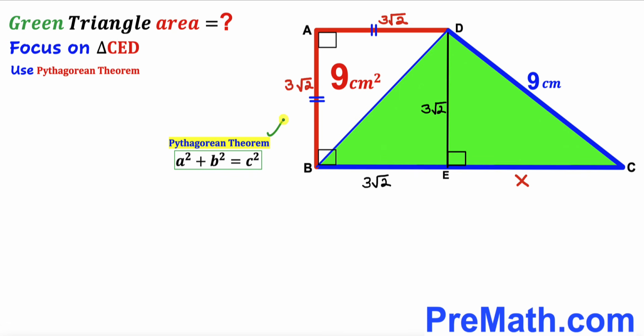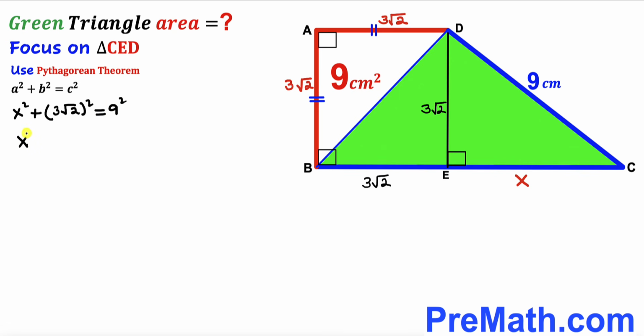And here's our Pythagorean theorem: a square plus b square equal to c square. And in our case, our hypotenuse is 9, whereas our two other legs are x and 3 times square root of 2. Let's go ahead and fill in the blanks in this Pythagorean formula. So we got x square plus 3 times square root of 2 whole square equal to 9 square. Let's simplify. We can write x square plus 18 equal to 81.